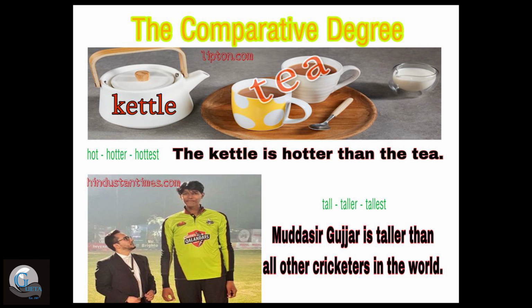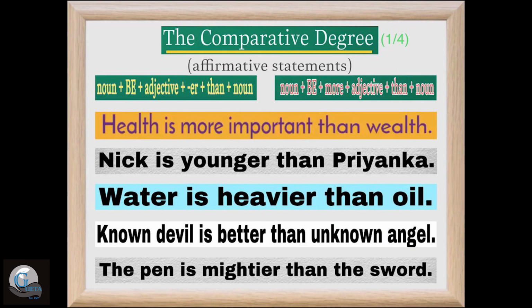In the first example, the comparison is between the kettle and the tea. In the second one, the comparison is between Mudassir Gujjar and all the cricketers in the world. Thus, one person is compared with all others belonging to the same class. If the comparison is strictly between two entities, the comparative can change only and only into the positive degree.